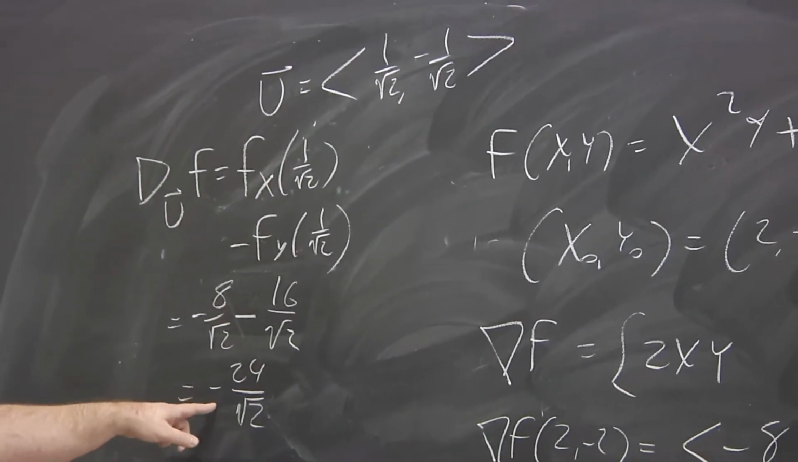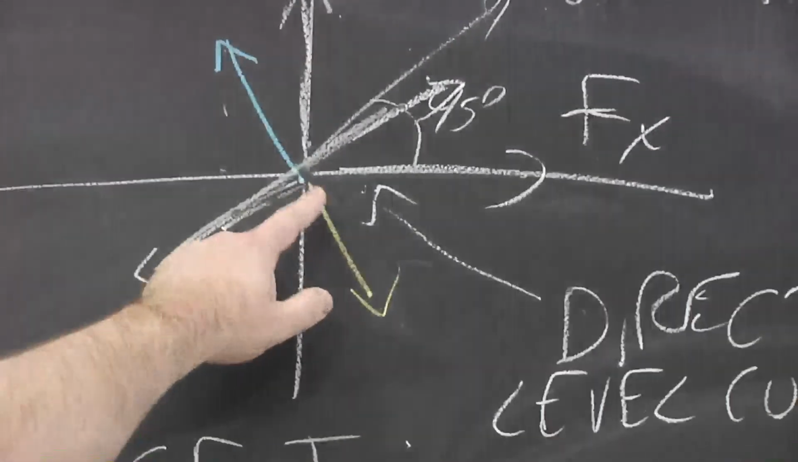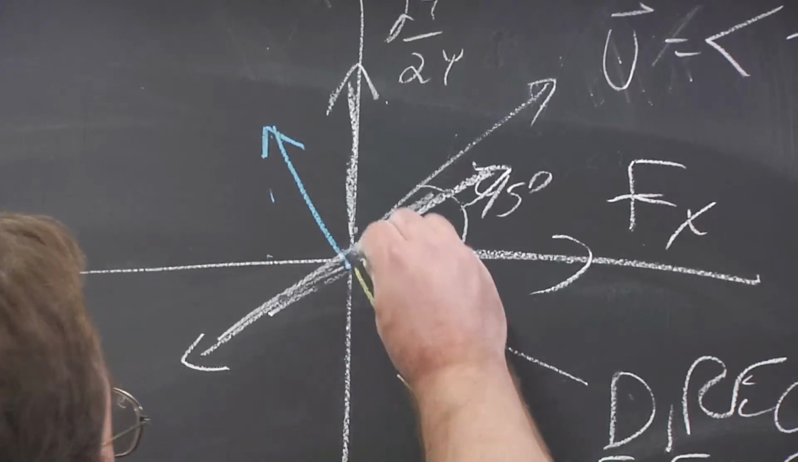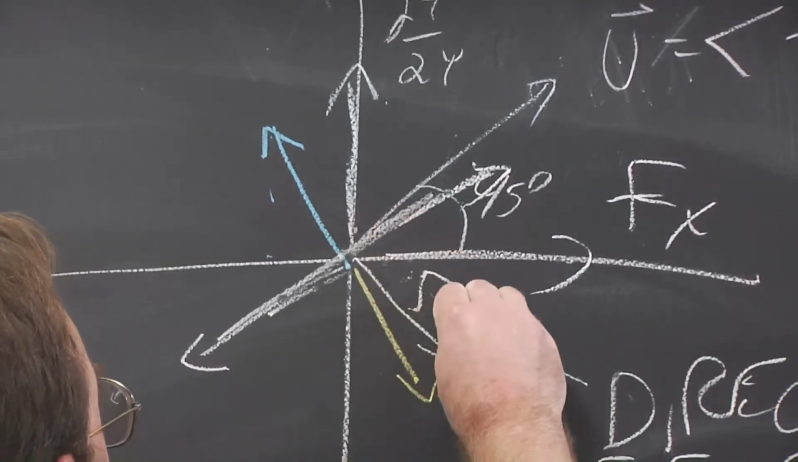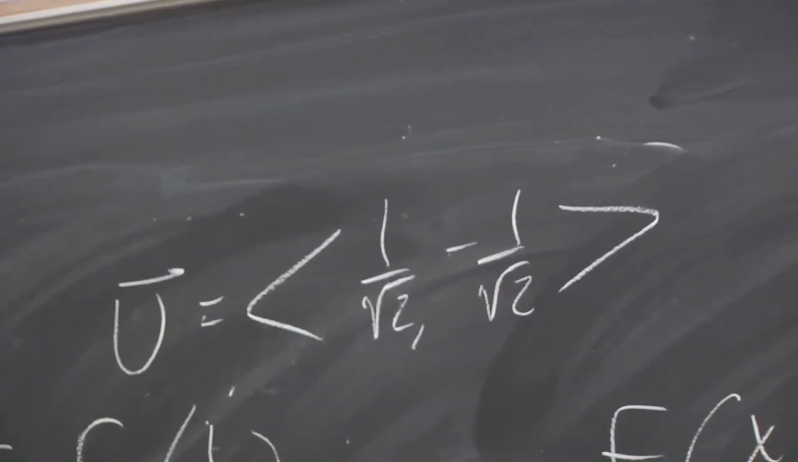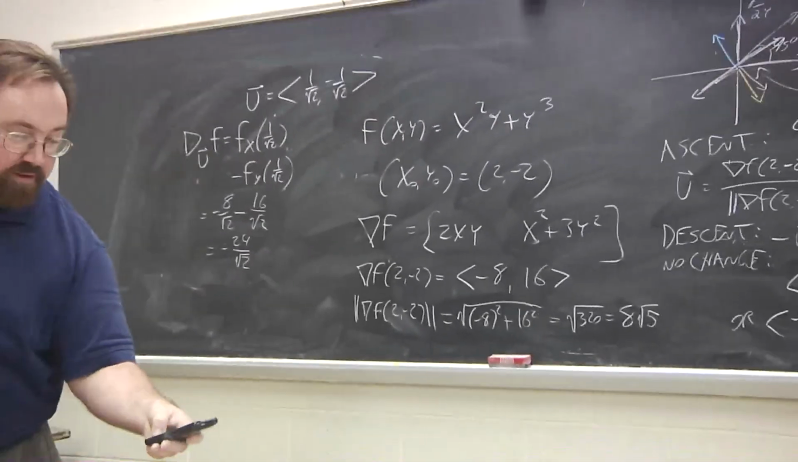So f is decreasing pretty rapidly as you go in this direction, and that makes sense because this yellow vector here, that's the direction of steepest descent. So it's already plunging at that point. This direction u is right here. It's not too far off from that. So you'd expect it to be decreasing quite a bit there as well, just not as fast. Okay. So for any directional derivative, given a direction, you evaluate the gradient at the point of interest, dot product, and there's your directional derivative.